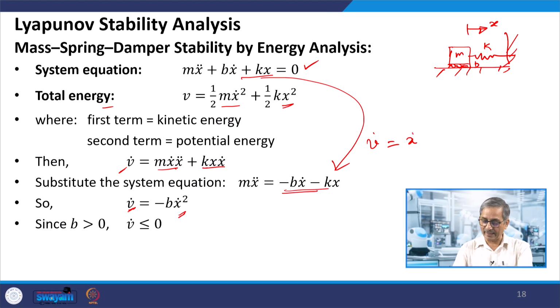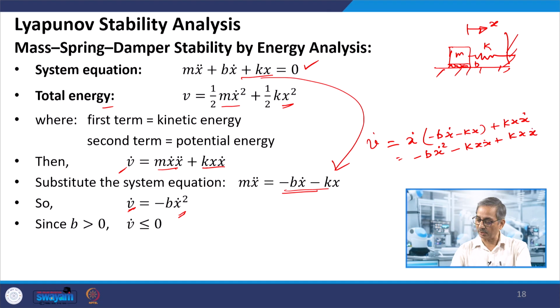So, this will be x dot minus b x dot minus kx, plus kx x dot actually. So, this is minus b x dot square minus kx x dot plus kx x dot. So, these two terms get cancelled. So, this is what I get: v dot is minus b x dot square, and you see b is the damping.